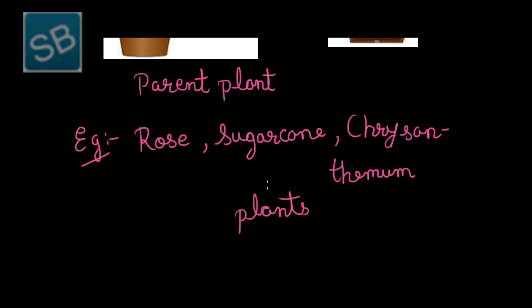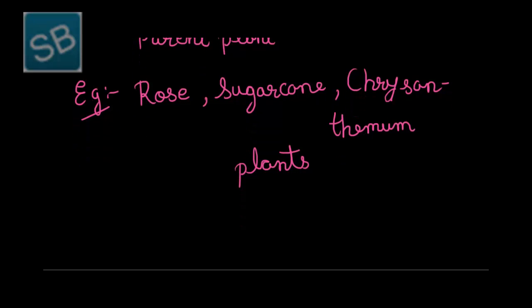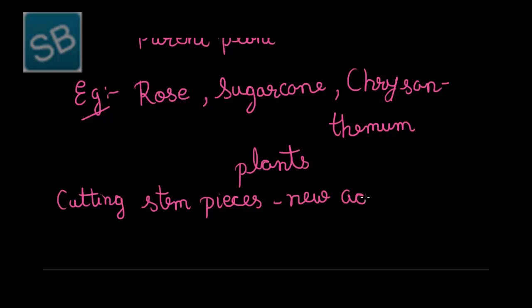Thus, in these plants, proper sizes of the stem are cut or obtained in such a manner that they can be inserted into another plant for root system development. Thus, from these cut stem pieces, new adventitious roots develop.